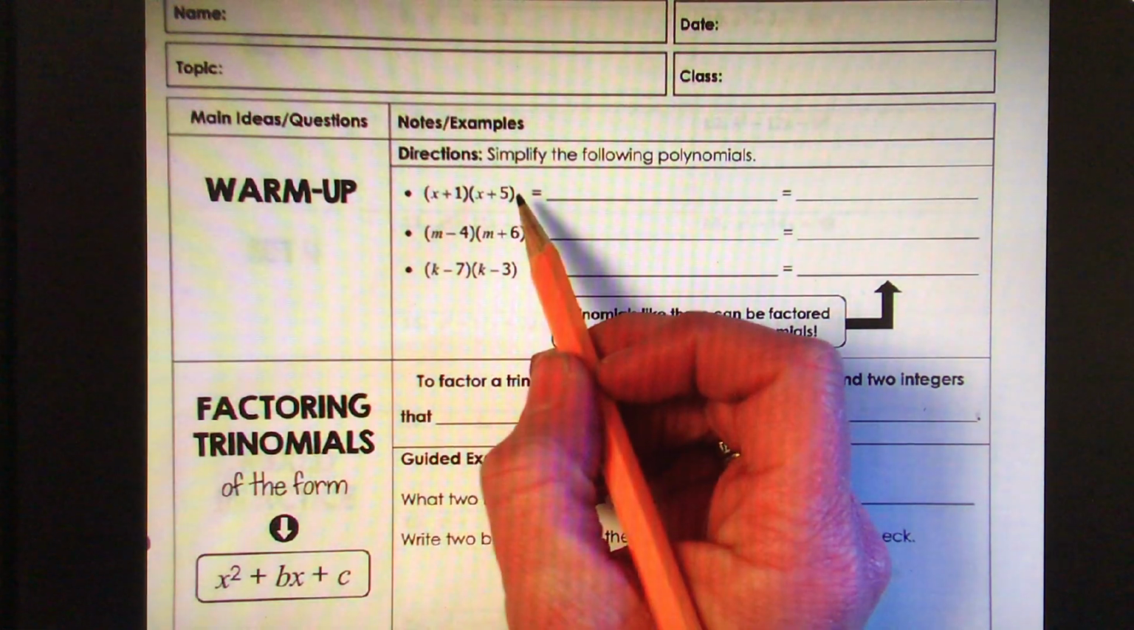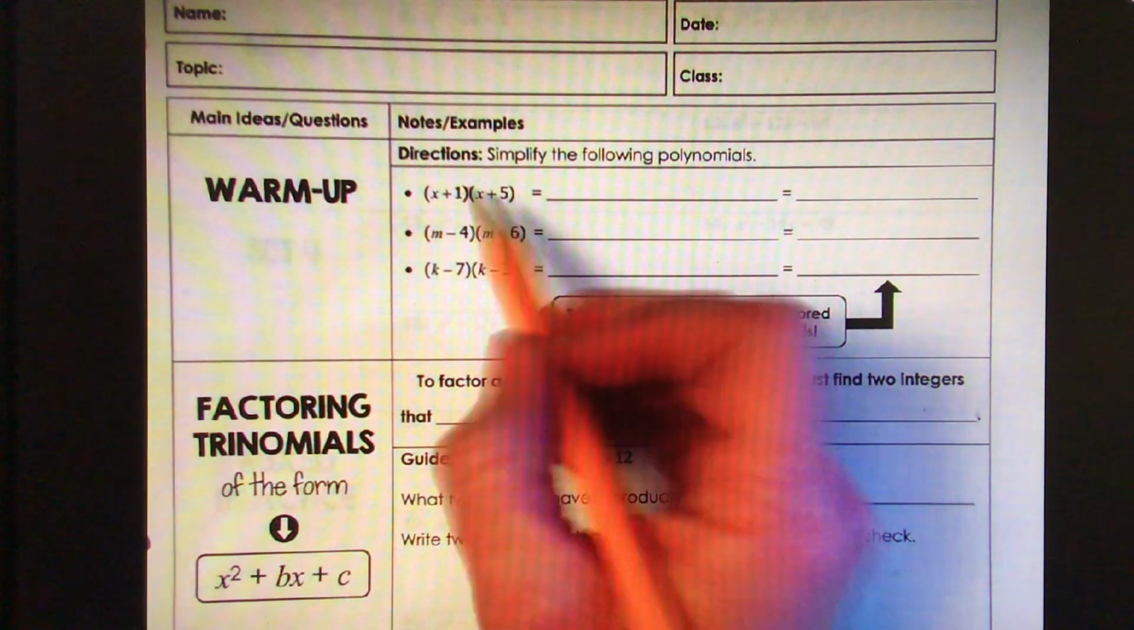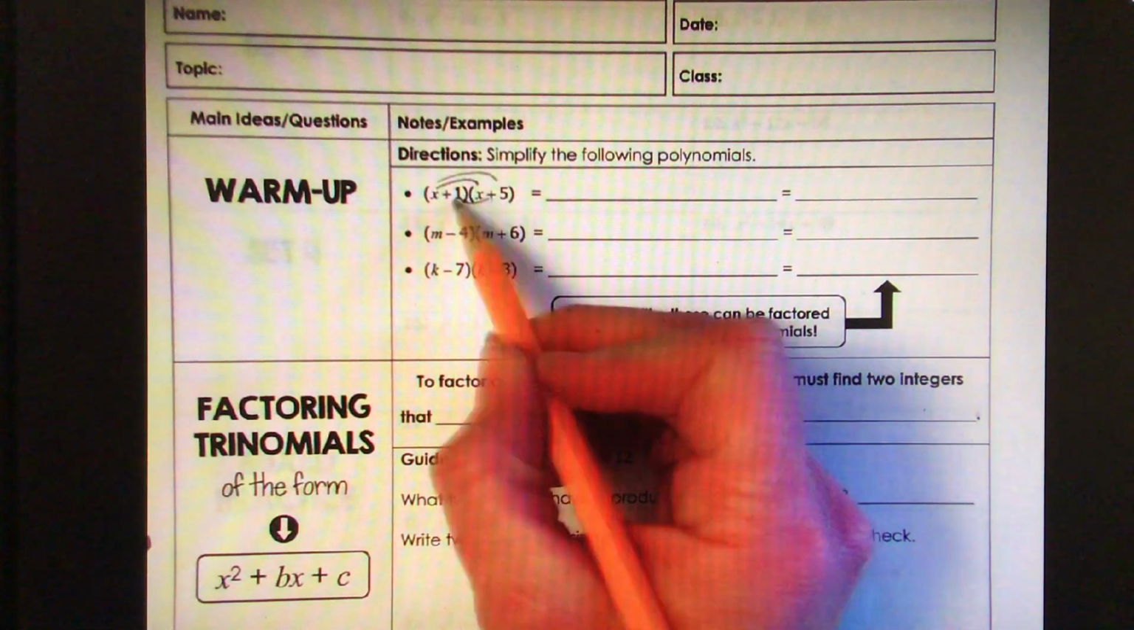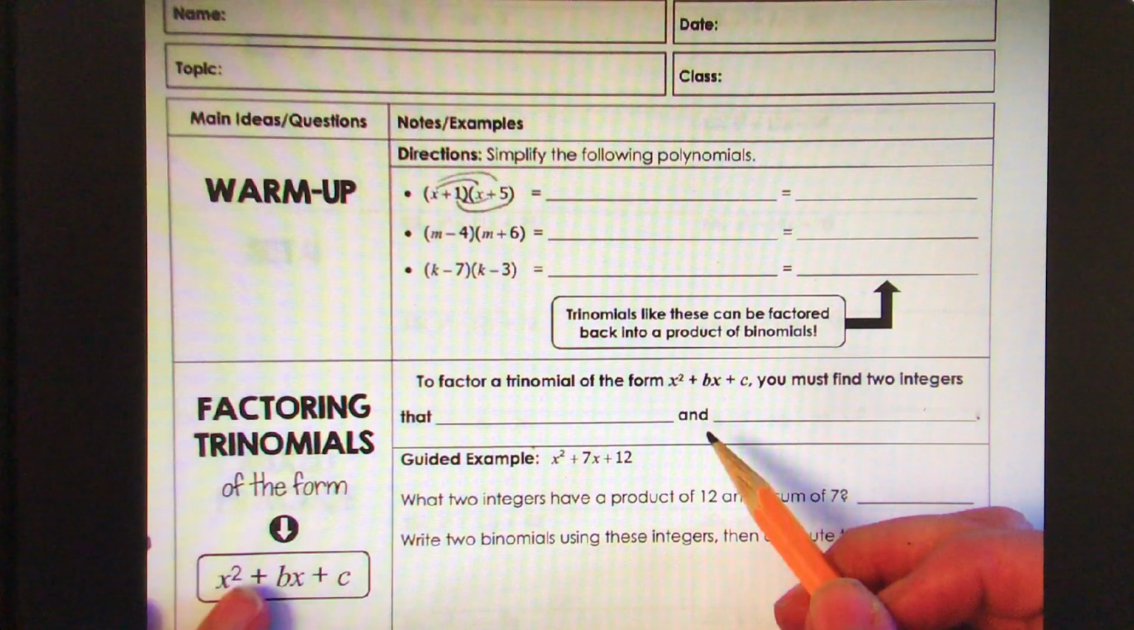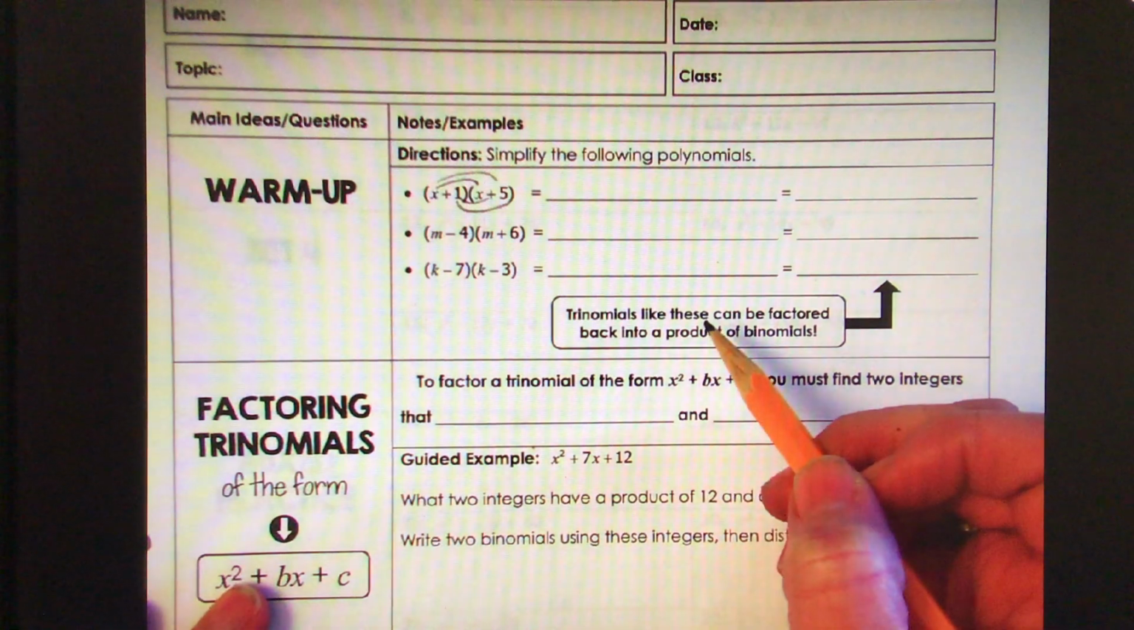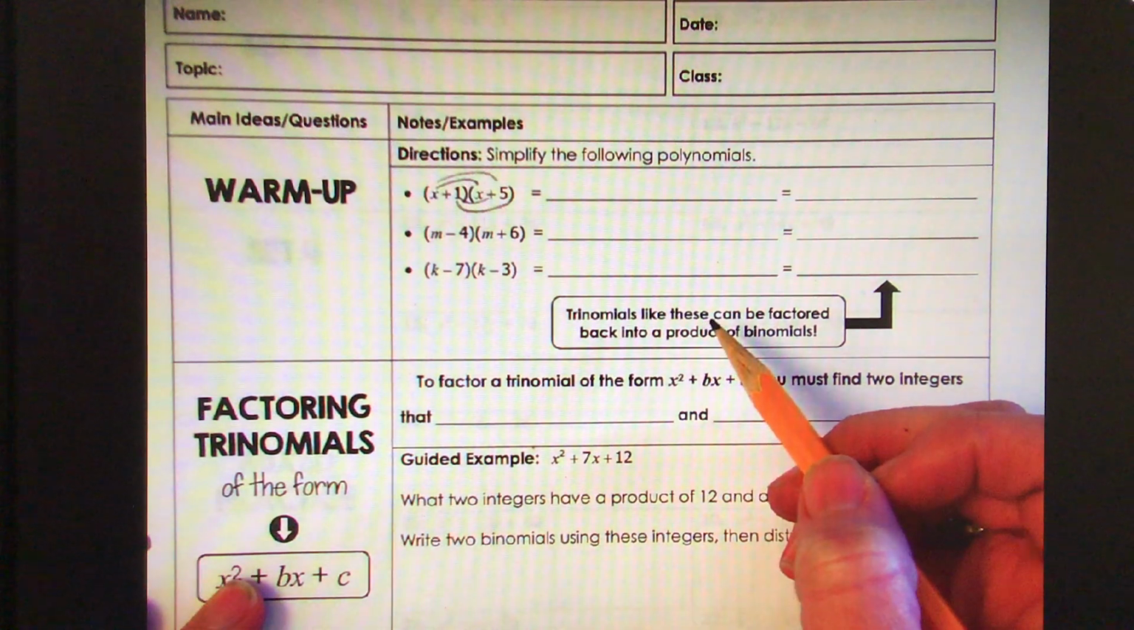So, we are going to FOIL this out. Again, we're just going to make sure we multiply all the terms together. We're going to distribute the terms together. What we're doing here is we're just trying to prove one way to factor a trinomial. There are different ways to factor trinomials, and this is just one of them.